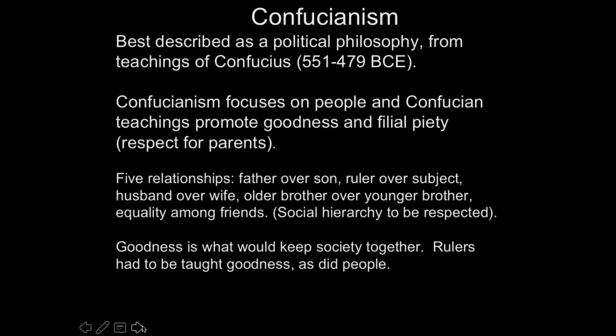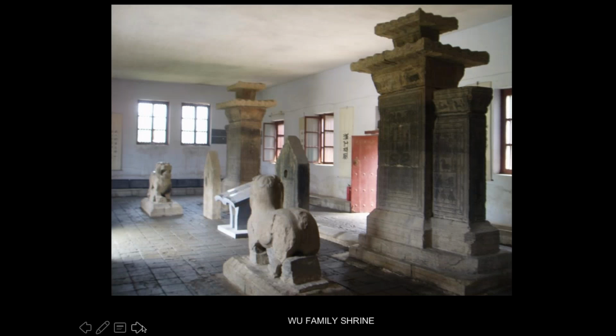Rulers had to be taught goodness, as did people. So everybody had to understand these relationships. And again, this would lead to a harmonious society. So I've got a number of examples to show you for Confucianism, and I have more examples to show you of Taoism as well. So let's go through and I'll show you some of these.